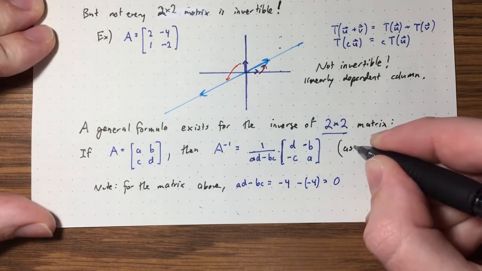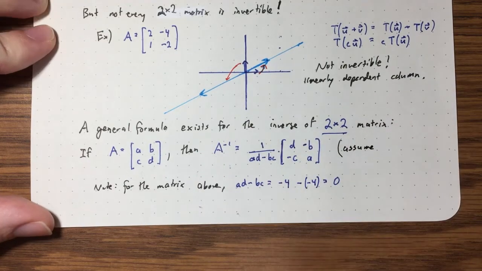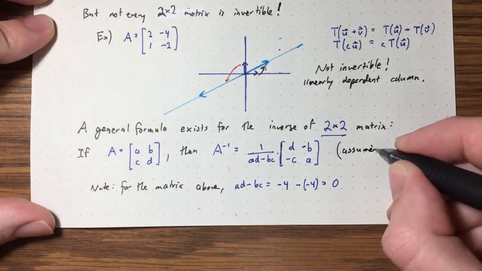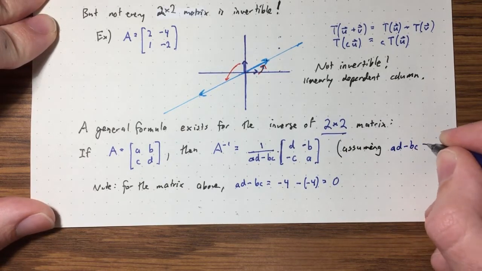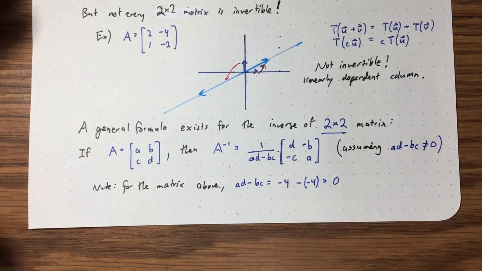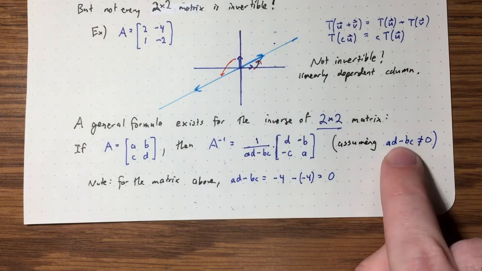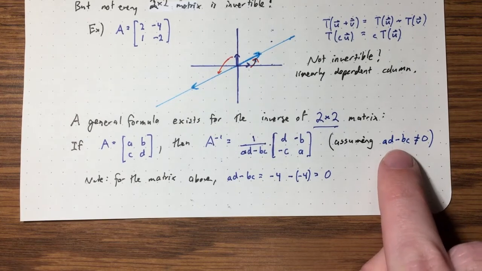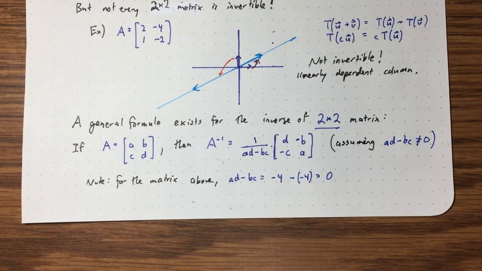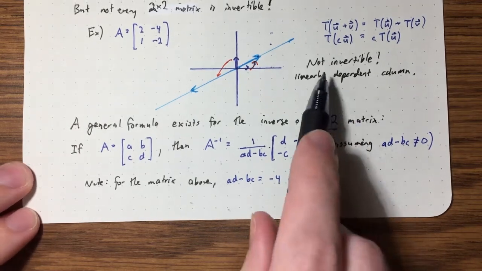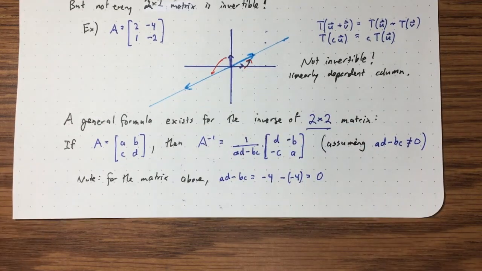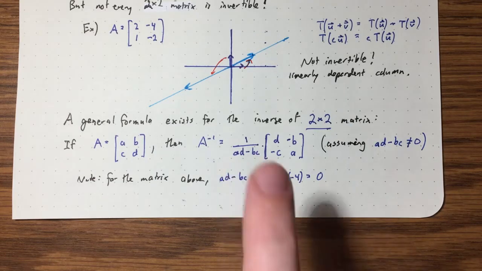So assuming this, you can only find the inverse using this formula if AD minus BC is non-zero. Right? So we can divide by AD minus BC. This is something called the determinant, by the way. We're going to talk about that soon. So the determinant has to be non-zero in order to use this formula. And it turns out a matrix is going to be invertible exactly when its determinant is non-zero. Okay. But we'll get to that.